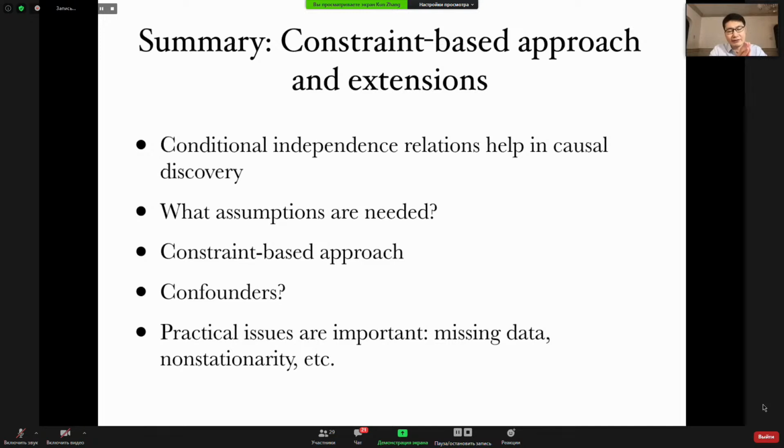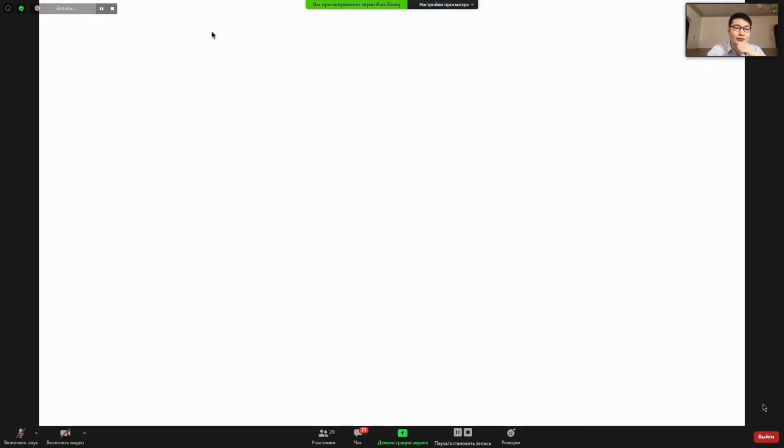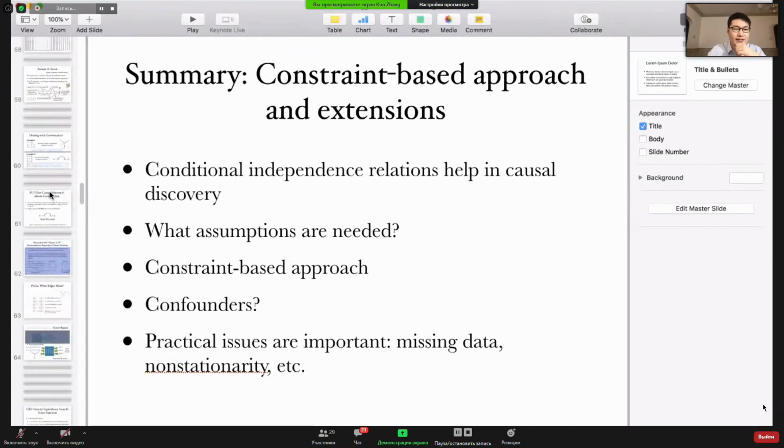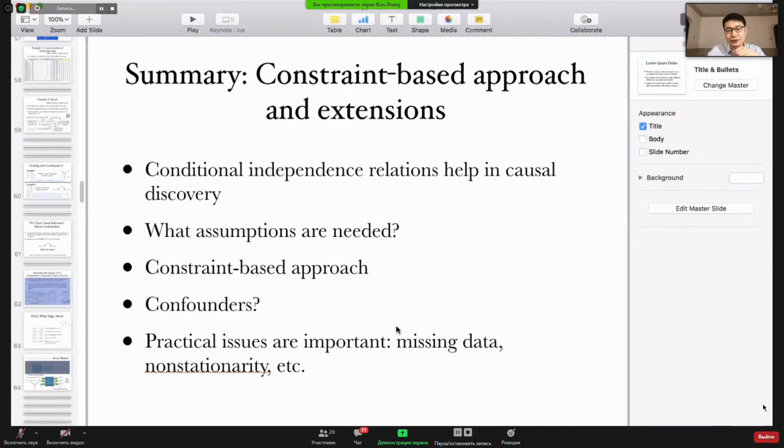And then we can develop the constraint-based method. Here by constraint, I mean conditional independence constraint. We can also deal with confounders under some assumptions, as you can see from the FCI method. And next time you will see how we can use scores to do causal search very quickly. You will also see some practical issues, including how to deal with missing data and non-stationary data. Okay, thank you.